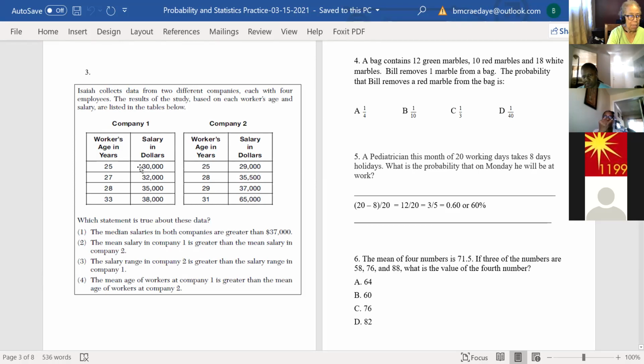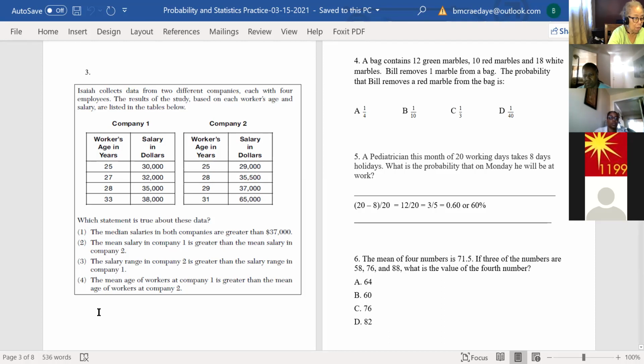How do you find the median? Here's the salary. That's the ones in the middle, right? Yes. So if you have an even number, you have 2 numbers in the middle. So the median will be 32,000 plus 35,000 divided by 2. That's the median. For company 2, it will be 35,500 plus 37,000 divided by 2. Okay. Now, if you do that, I have those for you here.